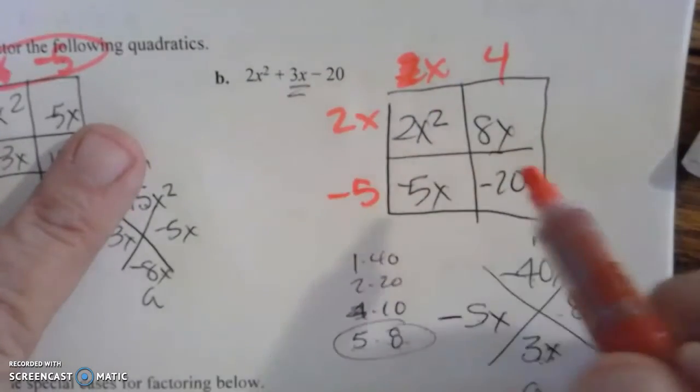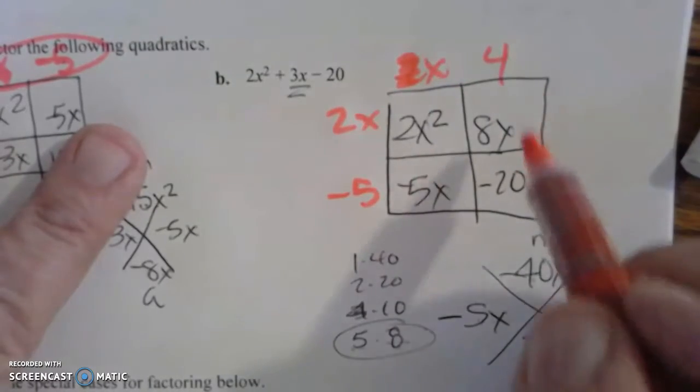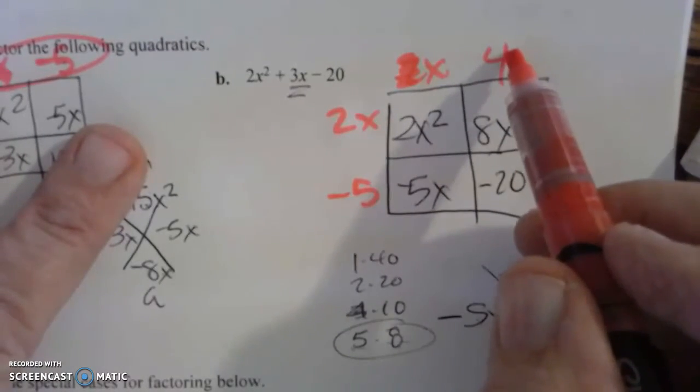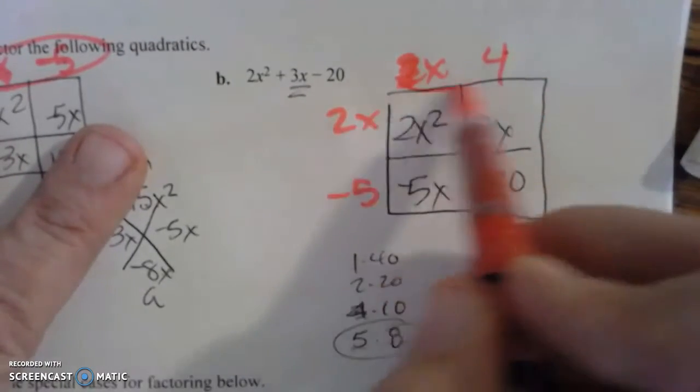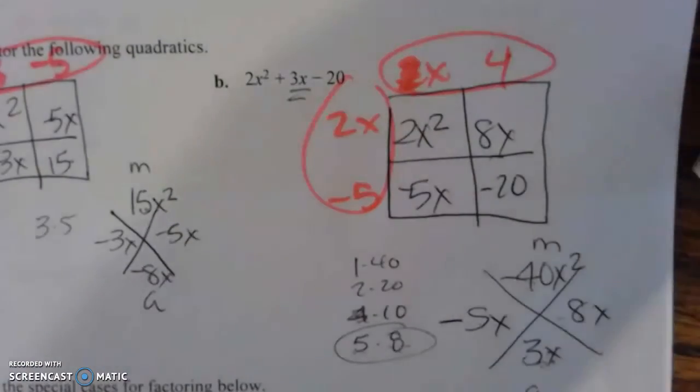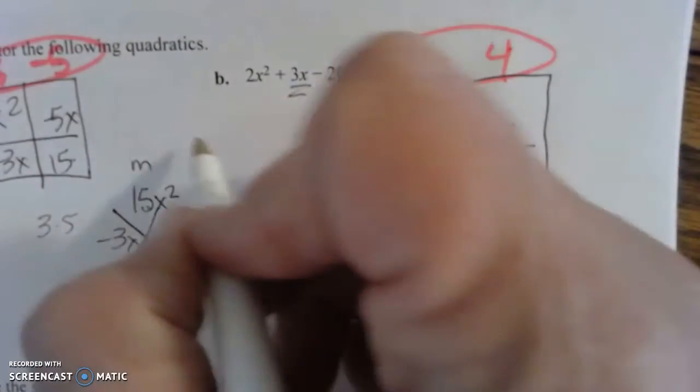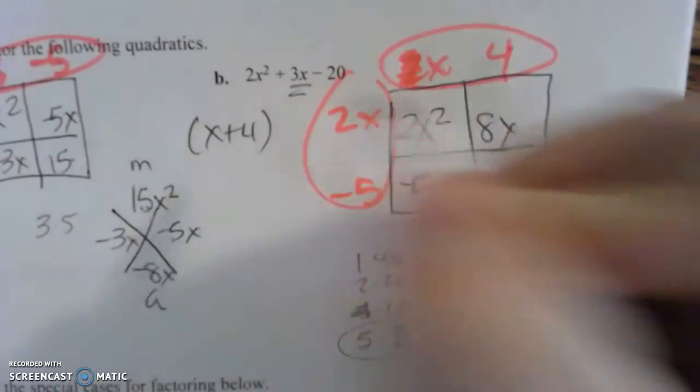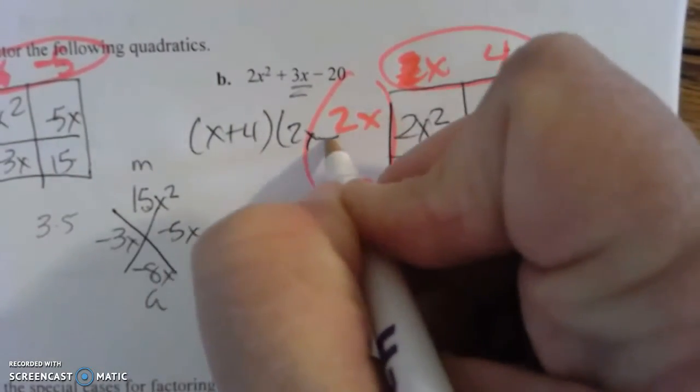And I can just put a negative 5 here, x times negative 5. And let's check. 4 and negative 5, that makes negative 20. So here are our terms, our factors. So factored form, that becomes x plus 4 and 2x minus 5.